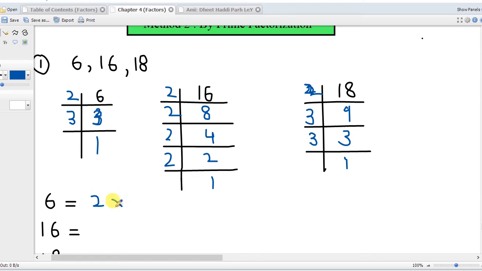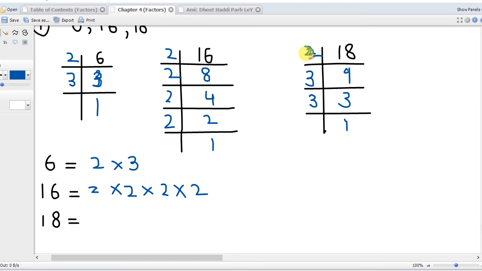So 2 times 3 is 6. Then we have 2 times 2 times 2 times 2. So there are 4 number of 2's. If you multiply all of them together, you'll get 16. And next we have 2 times 3 times 3.